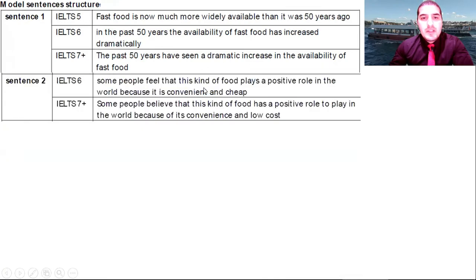Some people feel that this kind of food plays a positive role in the world because it is convenient and cheap. Some people believe that this kind of food has a positive role to play in the world because of its convenience and low cost.